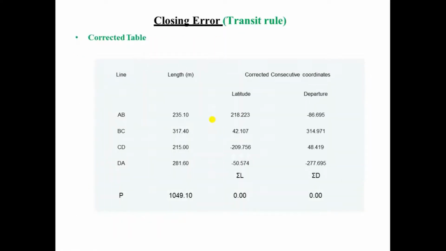After that we have to prepare a table for the corrected consecutive coordinates and check whether our correction is right or not. After applying the correction, the summation of L and summation of D should be 0. If there is some variance of 0.01, that should be negligible.